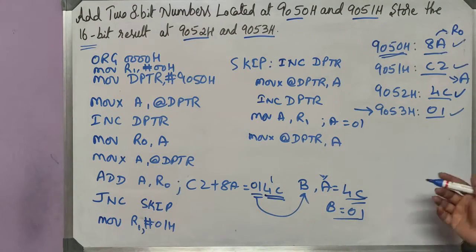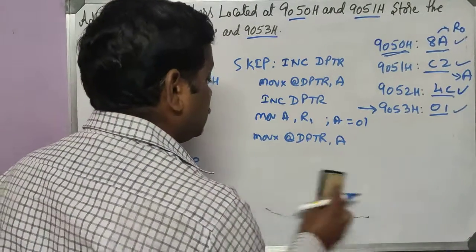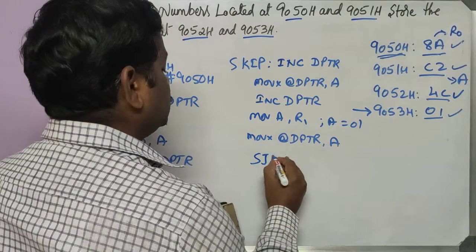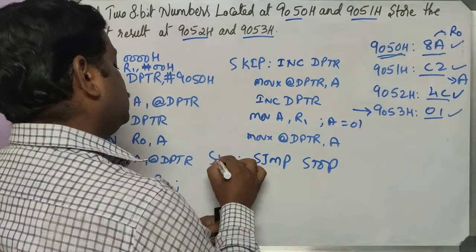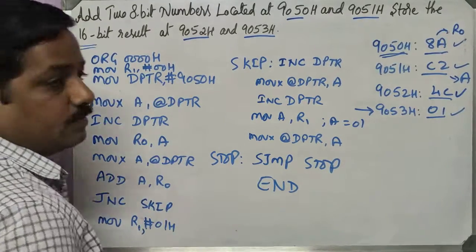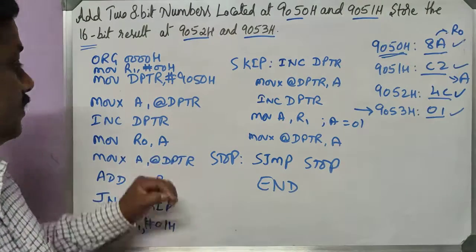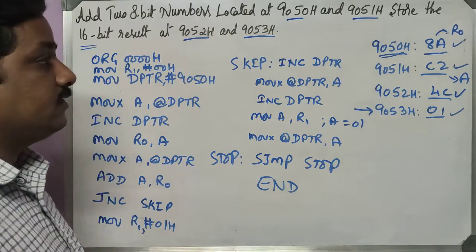After that we can stop the program. To stop the program, we generally use an instruction called SJMP. I can write STOP here itself, and this is the end of the program. Okay, now I hope this is clear. Let me give you simple clarity once again.